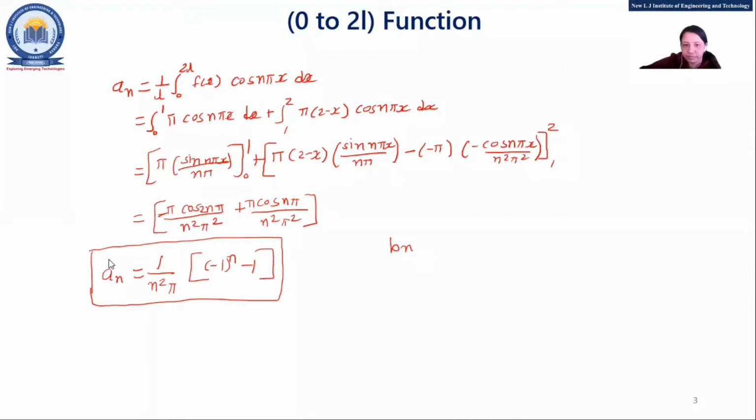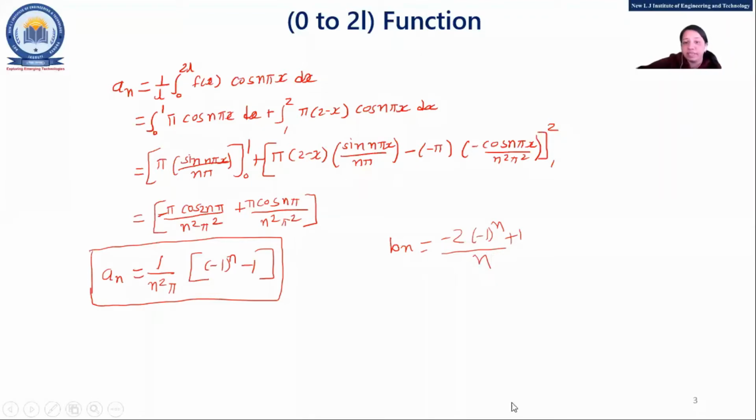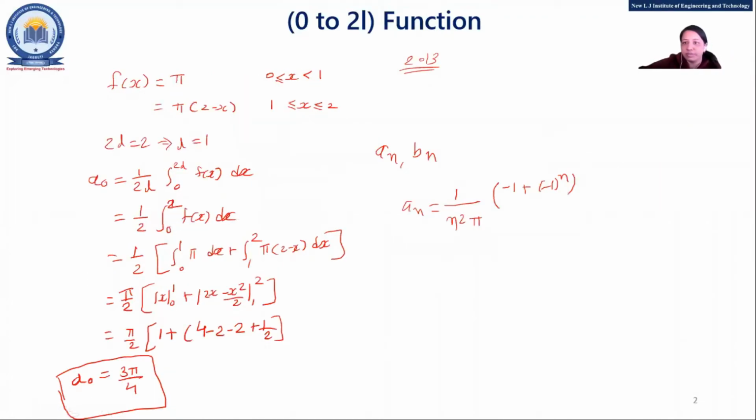Minus 2 into minus 1 raised to n plus 1 upon n. Just a minute. Minus 2 into minus 1 raised to n, bracket, minus 1 raised to n, plus 1 upon n. Here plus 1 upon n. Is it right? Yes. Okay. Any other answer?